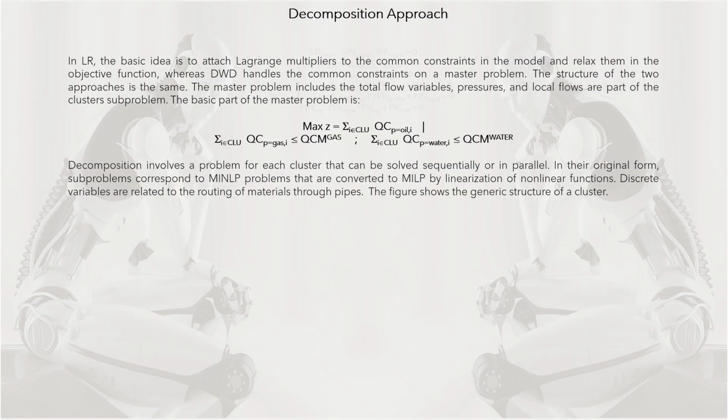The structure of the two approaches is the same. The master problem includes the total flow variables, while pressures and local flows are part of the cluster's subproblem. Decomposition involves a problem for each cluster that can be solved sequentially or in parallel. In their original form, subproblems correspond to MINLP problems that are converted to MILP by linearization of nonlinear functions. Discrete variables are related to the routing of materials through pipes.